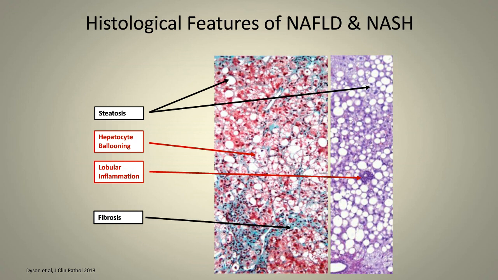This blue collagen you see here around the portal tract, but you also see it around these apoptotic cells. We call that perivenular or pericellular fibrosis, otherwise known as chicken wire fibrosis, which is really common in non-alcoholic steatohepatitis.